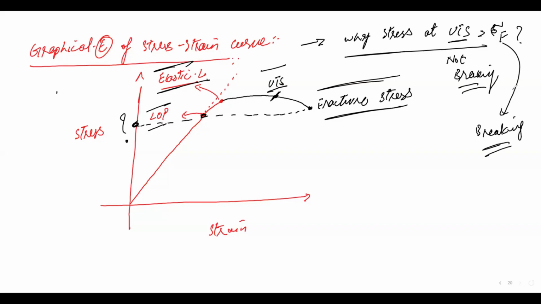Jasmeet? Wouldn't it be something about prolonged exposure to the stress? Exactly. So basically, the material breaks due to prolonged exposure to the stress, right? As soon as the UTS is achieved, the body is bound to crack. It is just a matter of time whether you get fracture at this point or at this point, right?